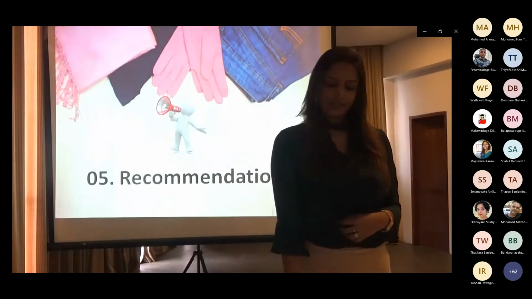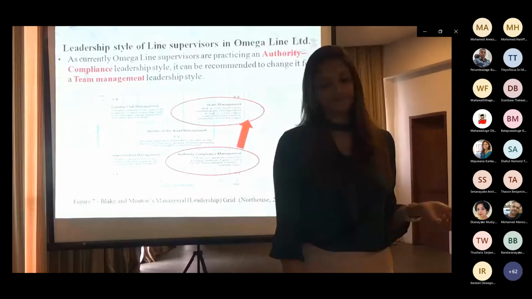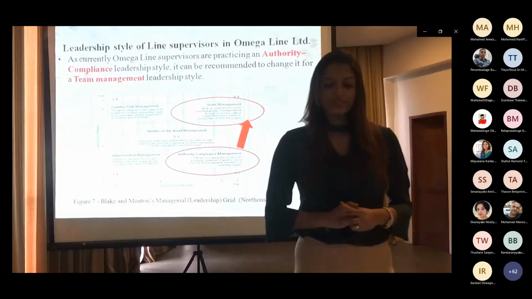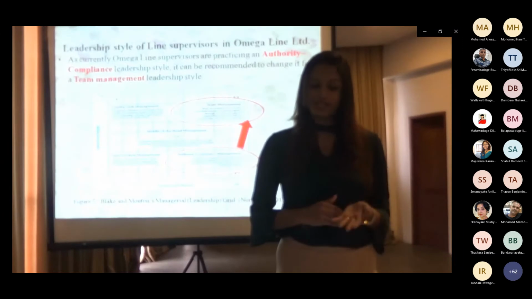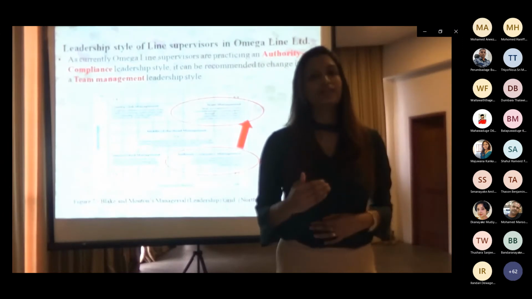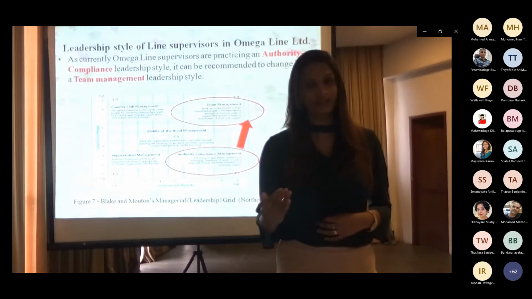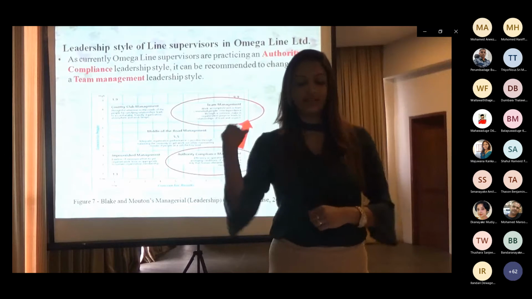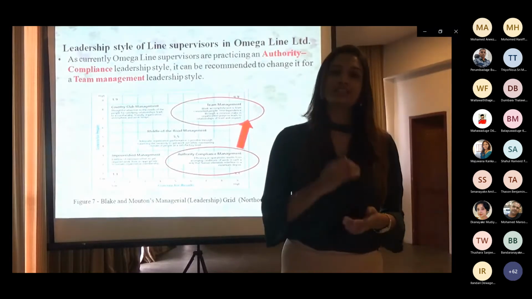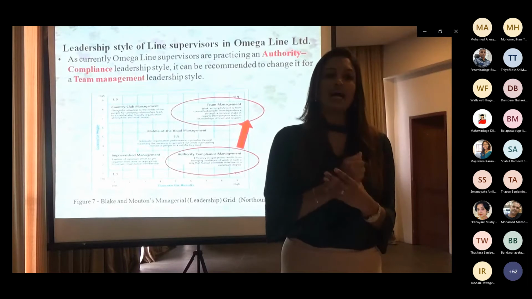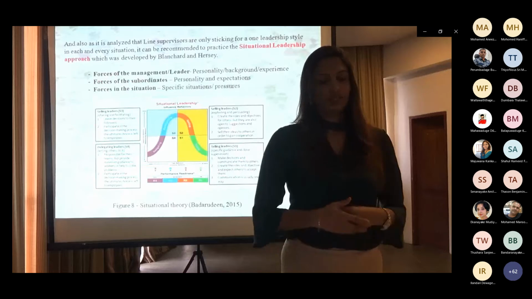Next, we are going to introduce the recommendations to overcome this issue. As we have discussed in our literature review, according to Blake and Mouton's managerial grid, we would like to recommend that Omega Line supervisors practice the team management leadership style, diverting away from the authority compliance management style, where they have to give similar importance both to tasks as well as people.